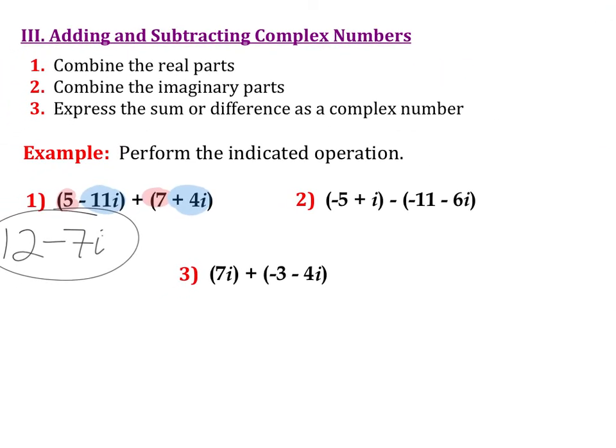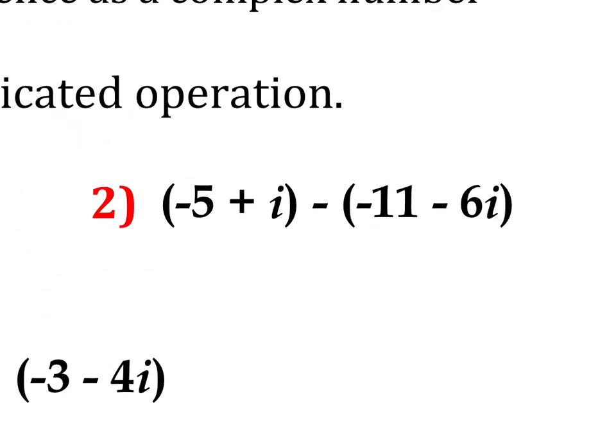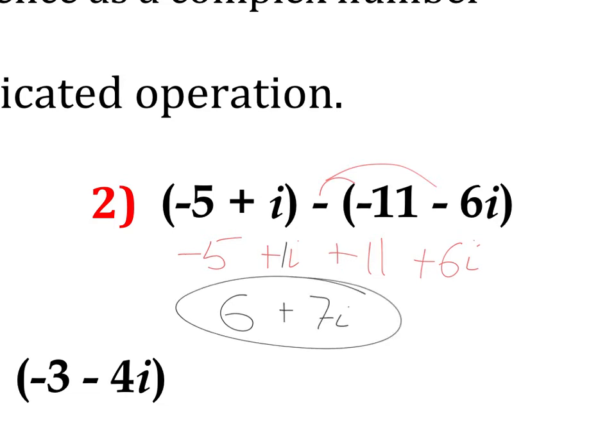Number 2 is going to have a little more difficulty because we have to keep in mind that this is subtraction. This negative sign is going to affect both of those pieces. This is really going to be a negative 5 plus i and then plus 11 plus 6i, because that negative sign affects everything. Let's combine our real numbers. We've got a negative 5 and a positive 11, that is 6. I've got a 1i plus 6i, that would be 7i.